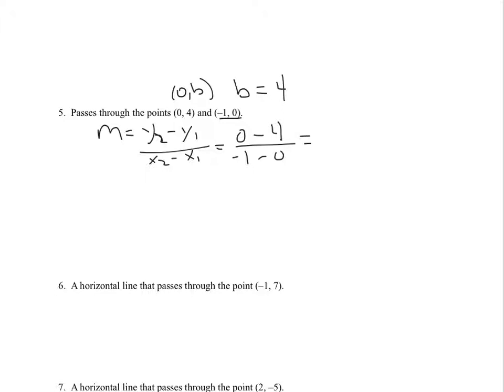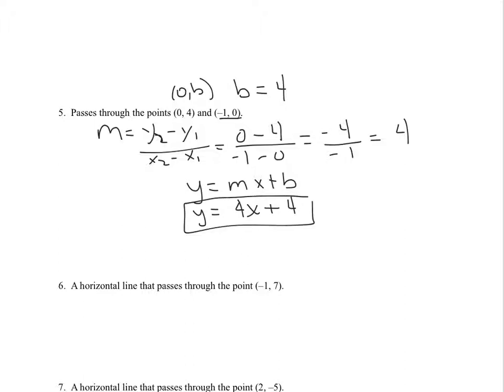If I clean that up, I have a negative 4 over a negative 1, which gives me a slope of positive 4. Since I now know my m and I know my b, I can plug into y equals mx plus b, and I have y equals 4x plus 4. That would be the equation that goes with those two ordered pairs.